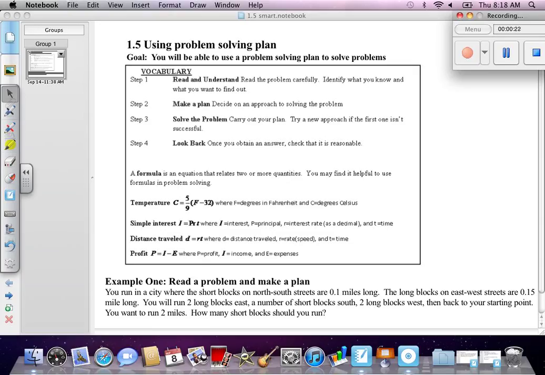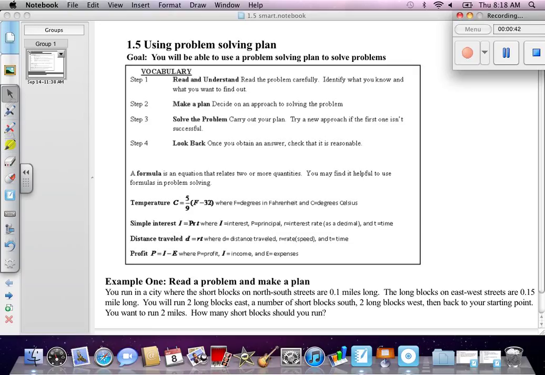Okay, step number 1. You're going to read and understand. Read the problem carefully. Identify what you know and what you want to find out. Step 2. Make a plan. Decide an approach to solve the problem. Do you need to add, subtract? How is the equation going to look? Step number 3, solve the problem, carry out your plan. Try a new approach if the first one isn't successful.